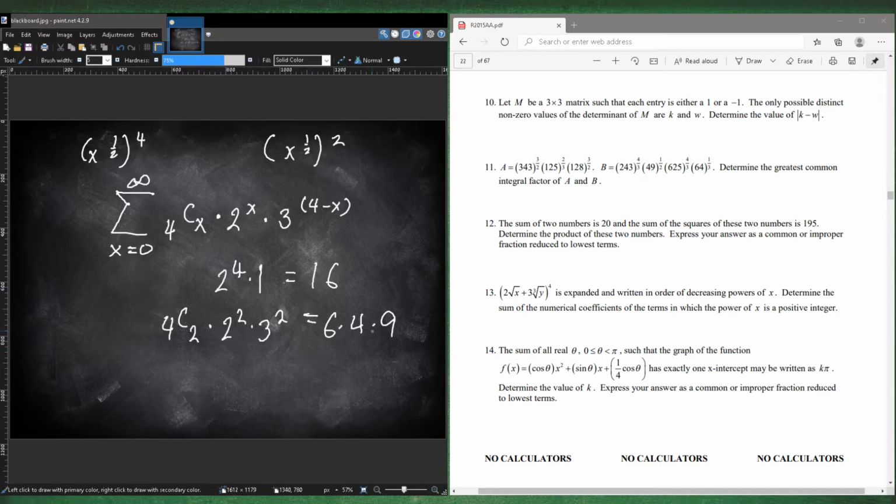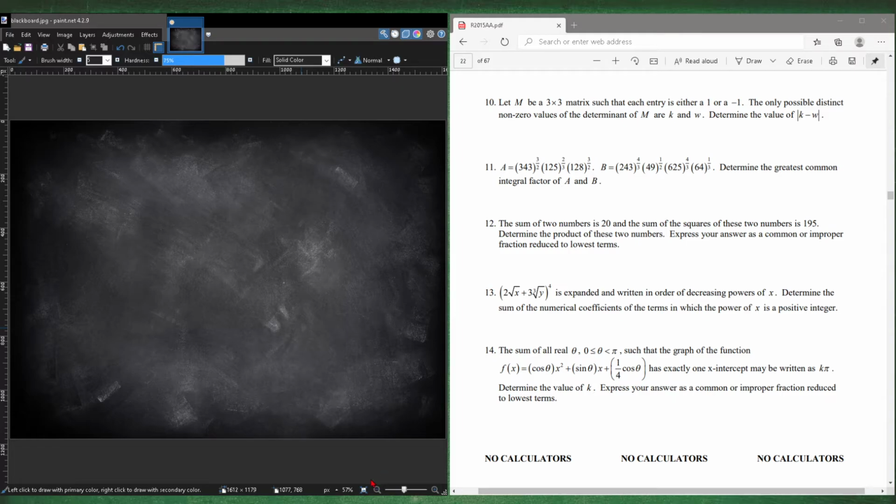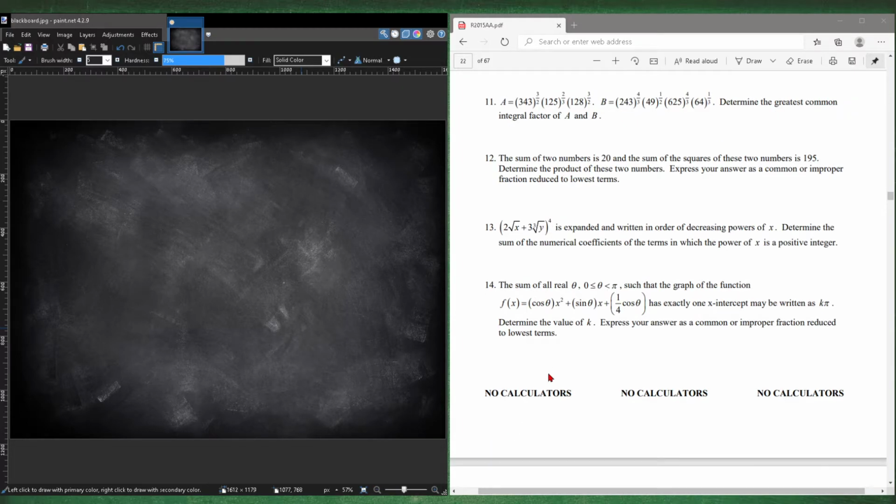So what does this come out to? Well, that's 36. 36 times 6 is 216. So 216 plus your 16 is 232. And that is your answer for number 13. So you just need to know the binomial expansion. It's just that simple. Now number 14.